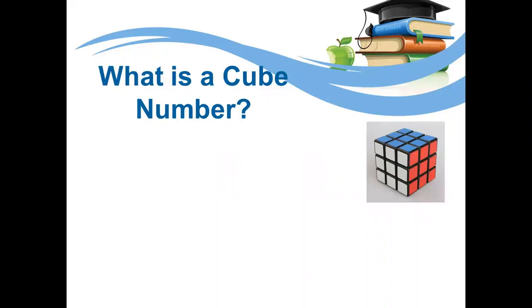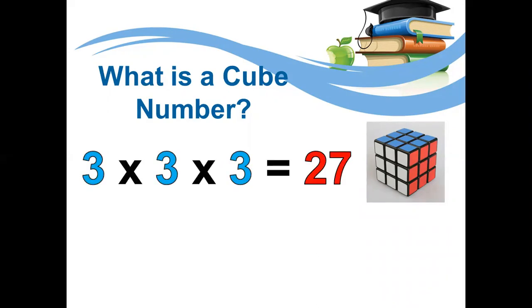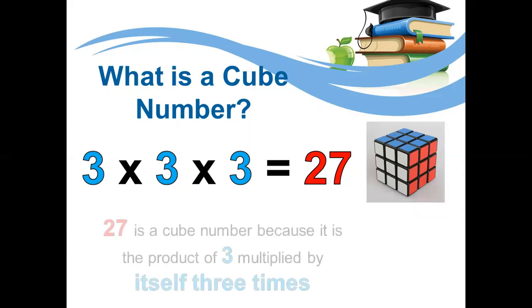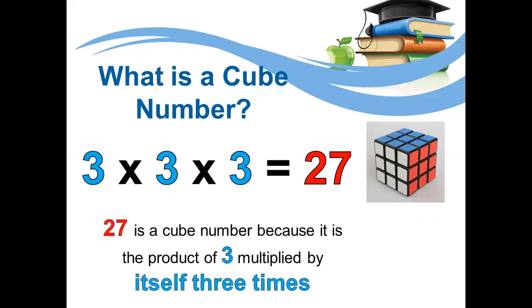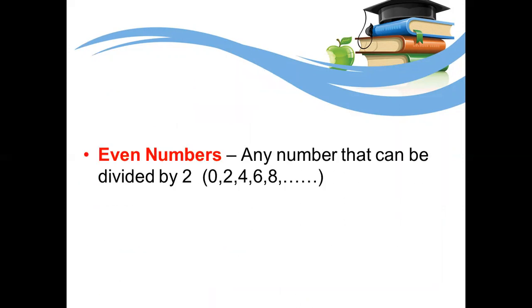What about the cube number? The cube number has the same idea. The only difference is that the number is multiplied by itself 3 times. For example, here 27 is the product of 3 multiplied by itself 3 times. Okay, these are the first two types of numbers.